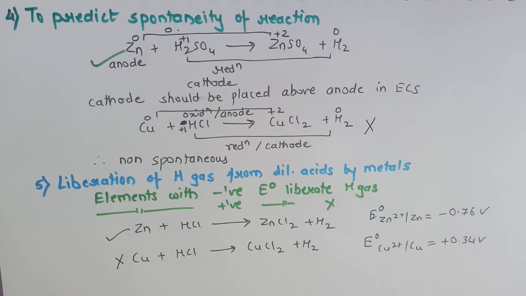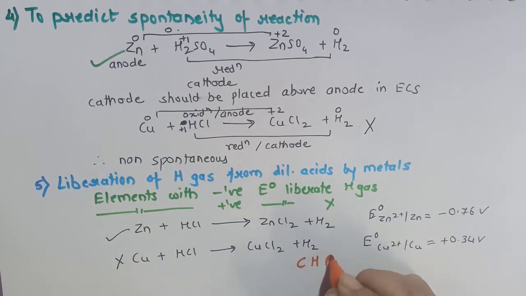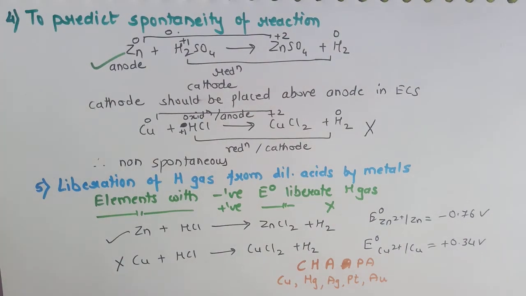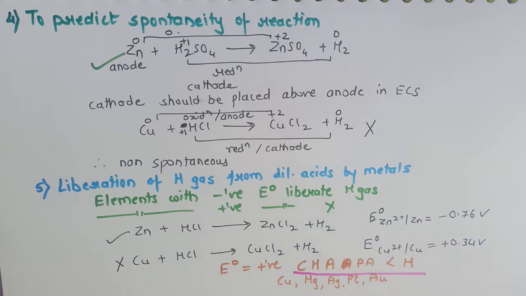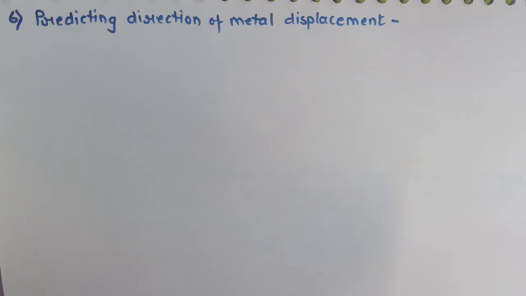Overall, I can say the elements like copper, mercury, silver, gold, platinum, these elements have their E naught positive, or I will say they are less reactive than hydrogen, and therefore these elements do not release hydrogen gas when they are treated with dilute acid. We can call these elements chapa elements: copper, mercury, silver, platinum, gold.